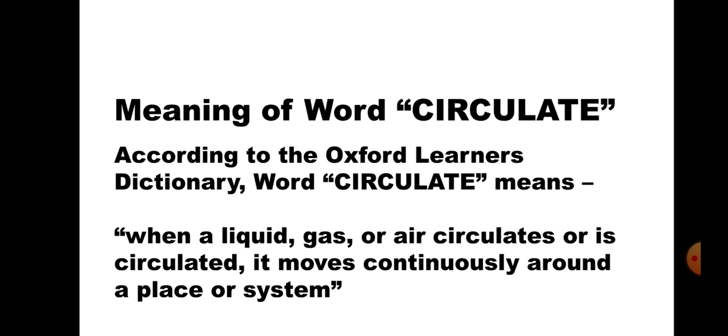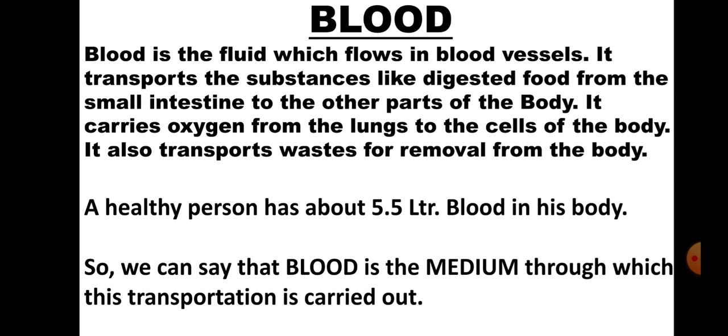As you know, the circulatory system has three main components, and these are blood, blood vessels, and heart. Now we will discuss what blood is. Blood is a fluid which flows in blood vessels. It transports substances like digested food from the small intestine to the other parts of the body. It carries oxygen from the lungs to the cells of the body. It also transports waste for removal from the body. A healthy person has about 5.5 liters of blood in his body. So we can say that blood is the medium through which this transportation is carried out.